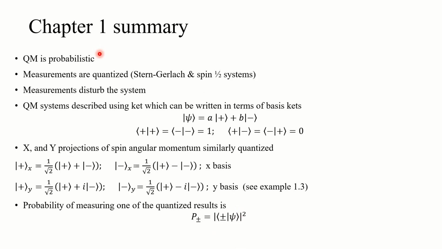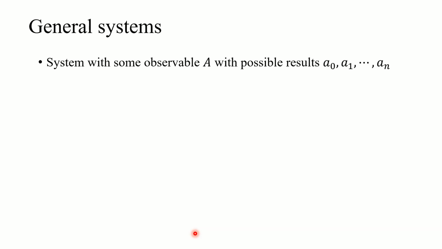And this jumps back to quantum mechanics being probabilistic. If we wanted to measure the spin of this spin 1/2 system, we couldn't determine the outcome of any individual measurement. They're truly random. The only thing we can say is the probabilities of each outcome, and they're going to be based on these coefficients.